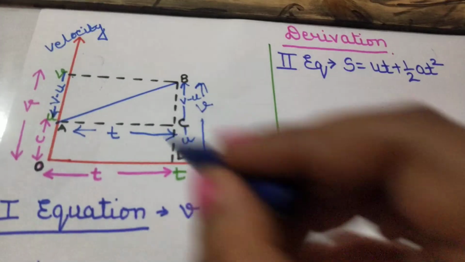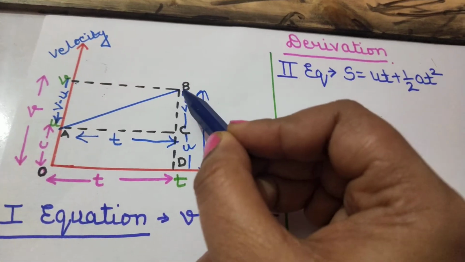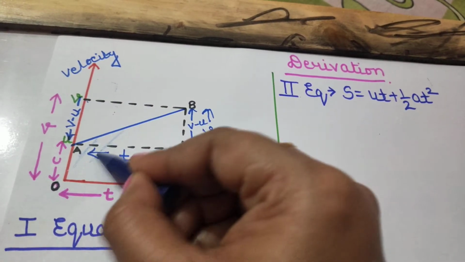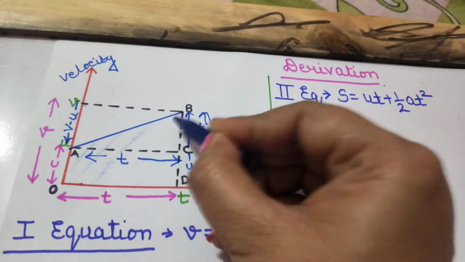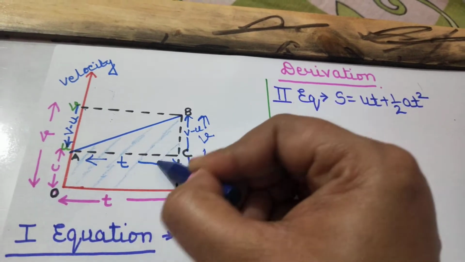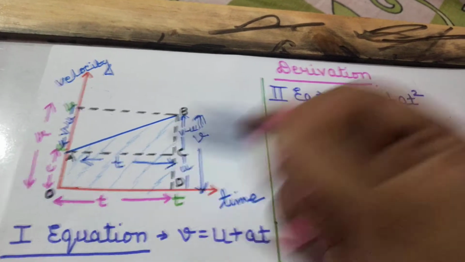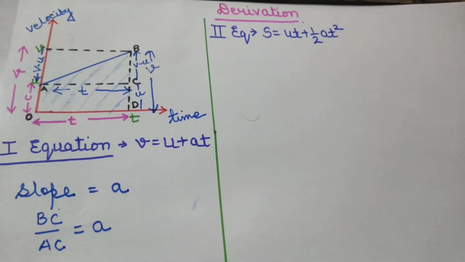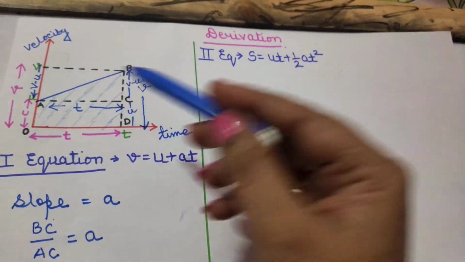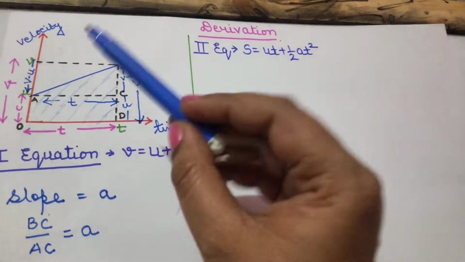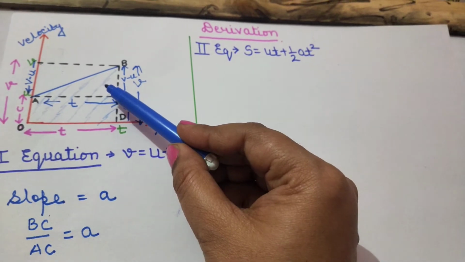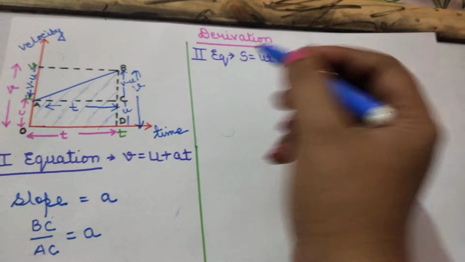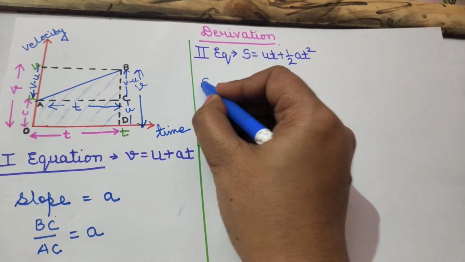So this is your graph, this is the line which we are getting. So the area under this v-t graph will be the area of this part. This whole geometrical figure will be the area which gives the displacement. So how will we find the displacement? For deriving the second equation of motion, we will do area of triangle plus area of rectangle.